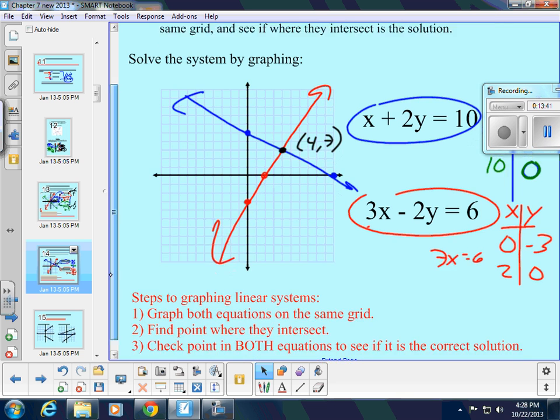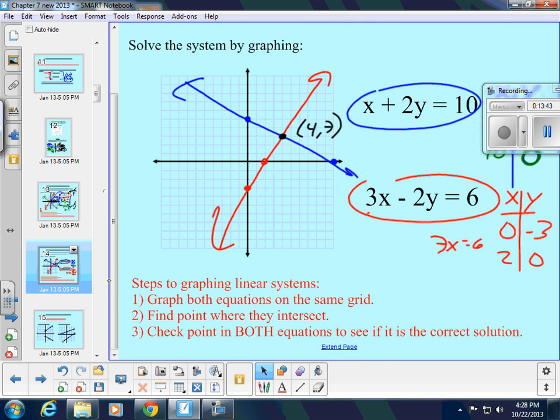Again, the last part, part 3, still very important. So I've graphed both equations. I think I've got a pretty good solution there. But the third thing I do want you to do is check and see, is that point the correct solution for both equations? And again, in terms of work, just a small amount of work is showing that, okay, I plugged each one in and it works for both.